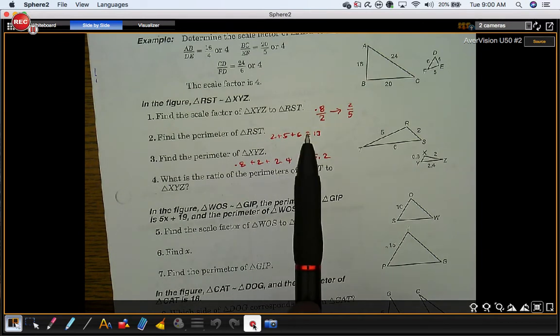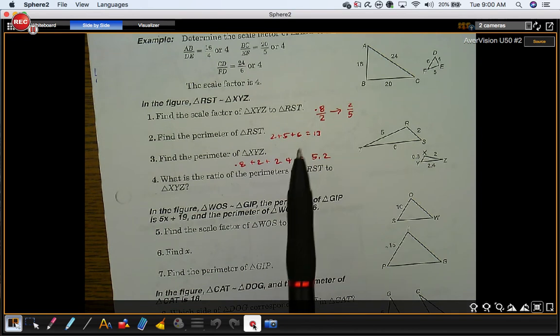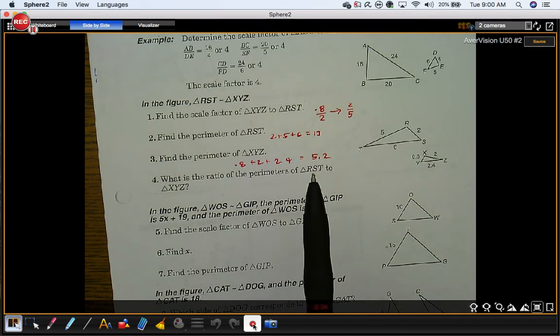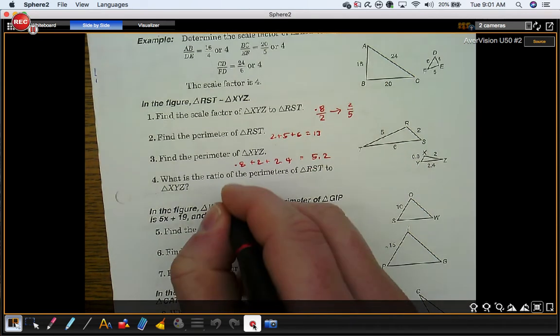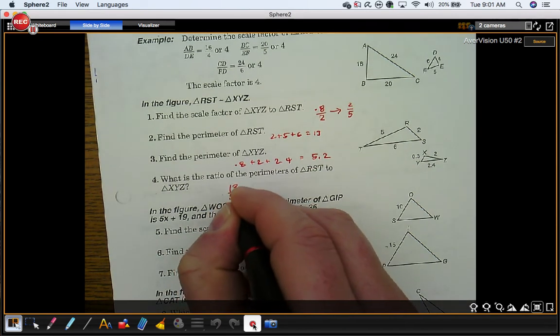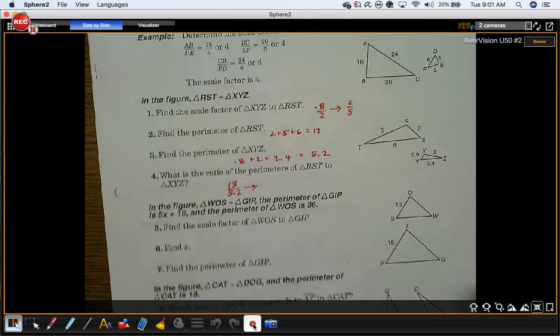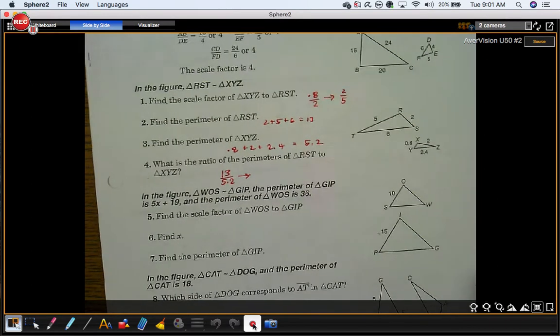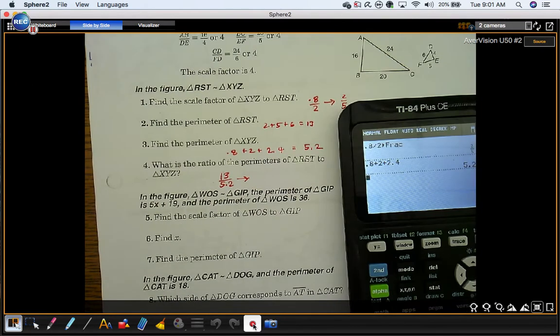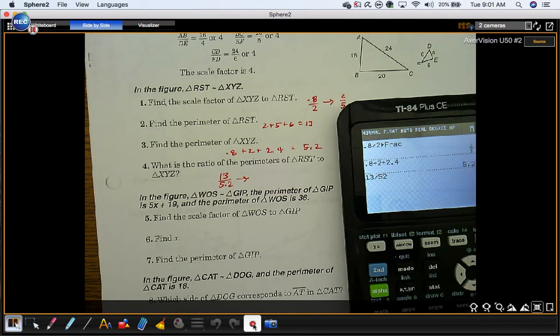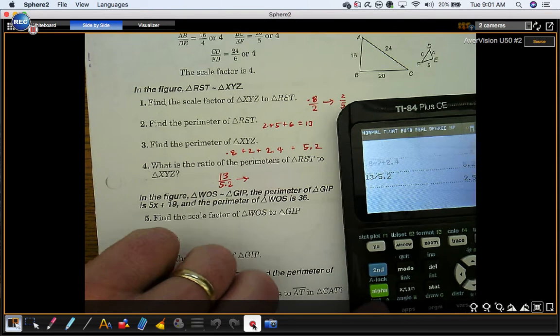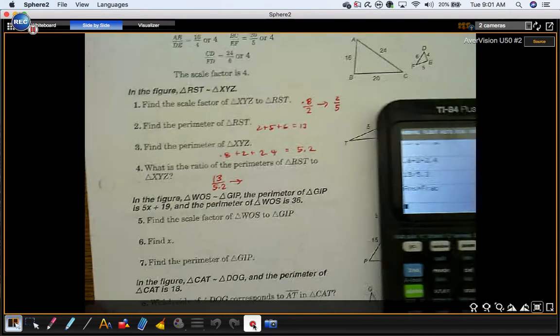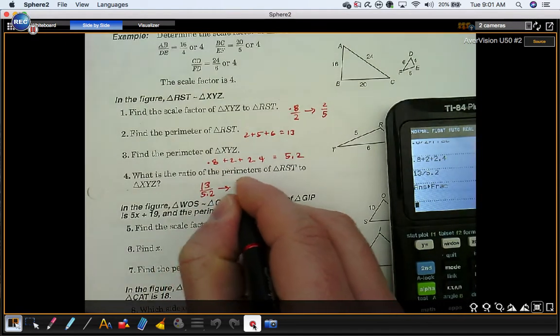Of the big one? Did they write it? They wrote it as big one, the little one, didn't they? 13 to 5.2. So just write a ratio of these perimeters, 13 to 5.2. Now when this reduces, it should look familiar to you. It gives you 5 to 2, which is what they ask for.